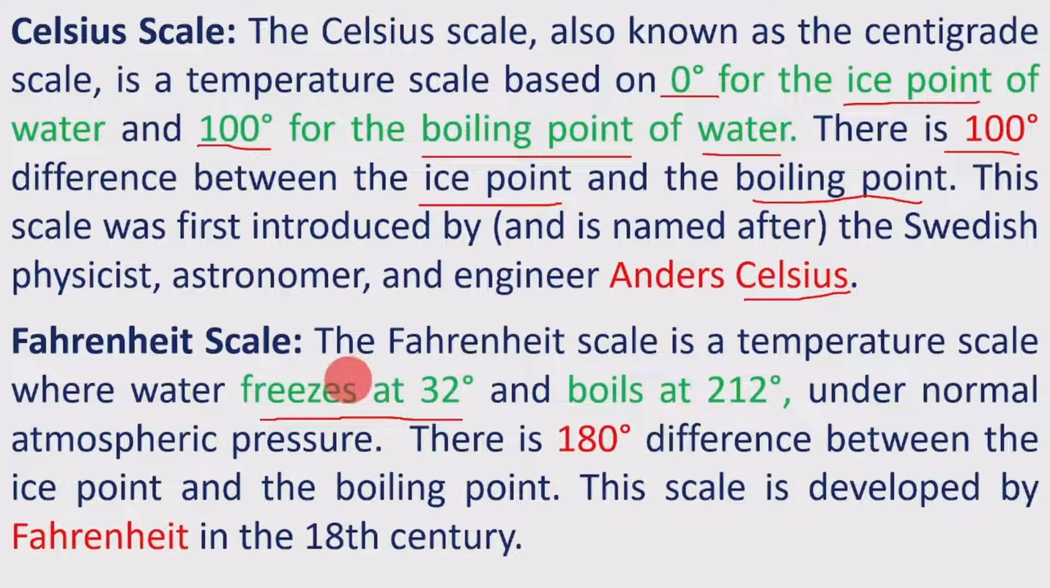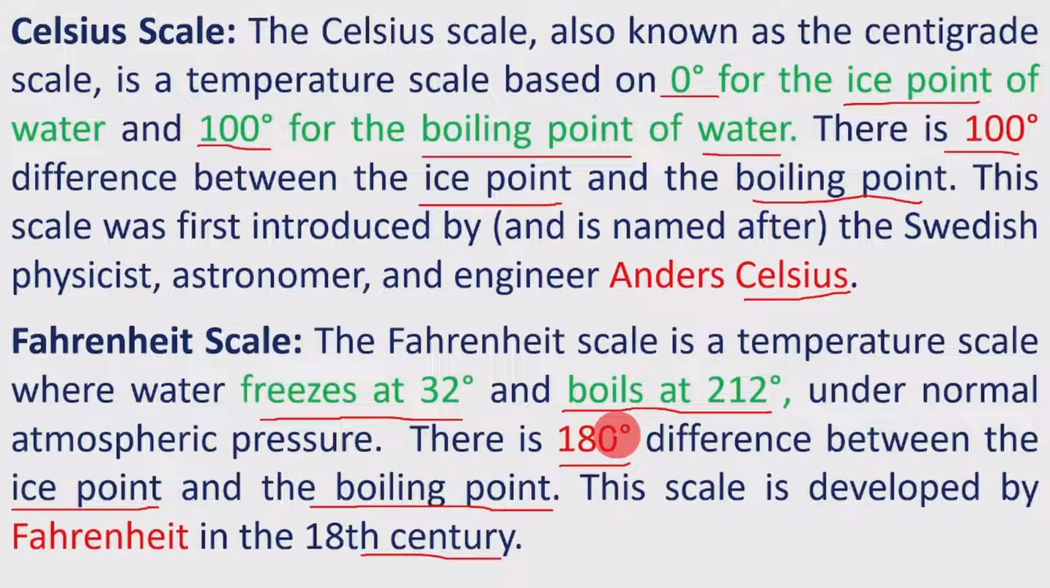Next one, the Fahrenheit scale. The Fahrenheit scale is a temperature scale where water freezes at 32 degree and boils at 212 degree under normal atmospheric pressure. There is a 180-degree difference between ice point and boiling point in the Fahrenheit scale. This scale was developed by the scientist Fahrenheit in the 18th century. Usually the temperature of the human body is measured in the Fahrenheit scale, and other temperatures, like atmospheric temperature, are measured in degree Celsius.